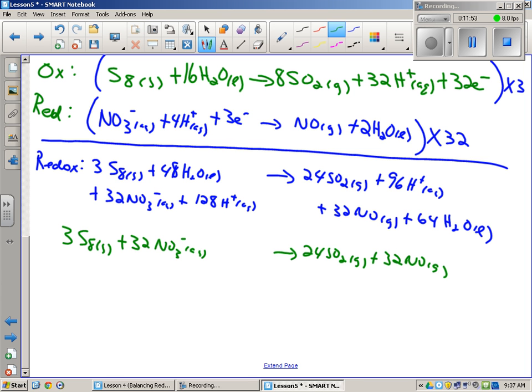I got 128 here, I got 96 over there. So what's the net of those two? 32, correct? So I'm going to put 32 hydrogens on this side here. Okay. And next, of course, I have waters. I got 48 waters here, and I got 64 there. So the net result of that is what?